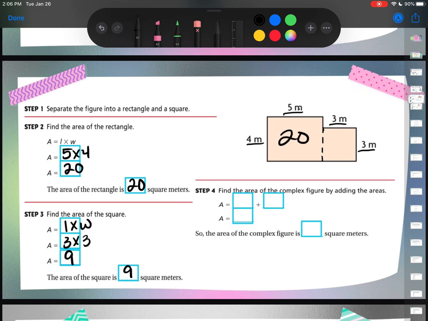So if my rectangle is 20 square meters, my square is 9 square meters, I want to know the area of the figure altogether, right? So I could add them. So that would be 20 plus 9. Well, 20 plus 9 is 29. So the area of the complex figure is 29 square meters.